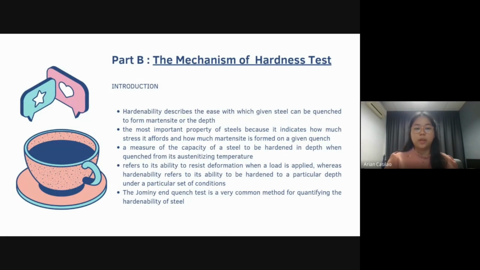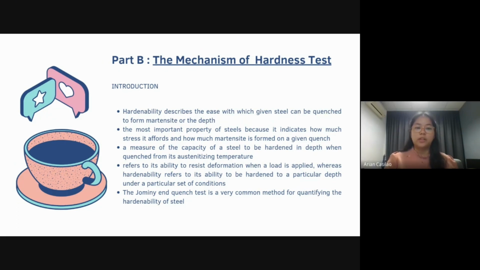The Jominy end quench test is a widely used method to measure the hardenability of steel. Notably, the abundance of Jominy data collected on a large scale provides a high level of certainty, making it a convenient and reliable tool for understanding the hardenability of steel plates. This presentation discusses the applicability of hardness testing because of the significant insights it gives into the mechanical characteristics of materials.